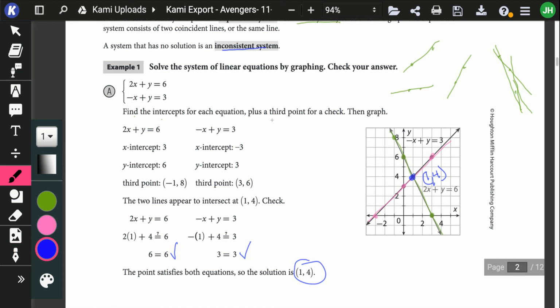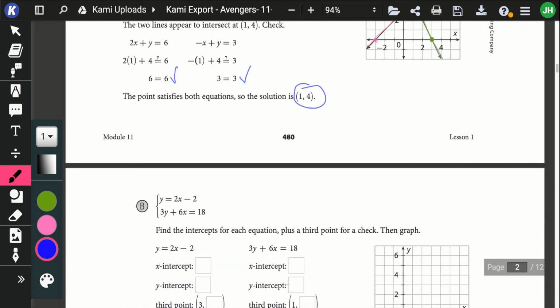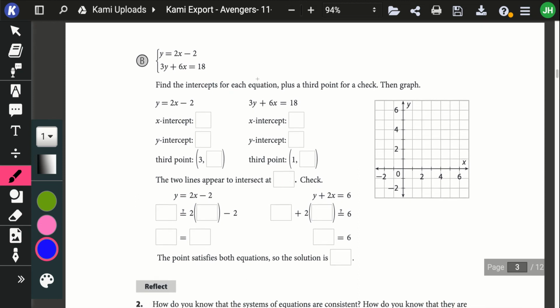Always put a third point. Always check your solution. Okay, let's look at this one. Find the intercepts for each equation plus a third point. So here's our two lines. When y is 0, 2 times 1 minus 2 equals 0. X is 1. When x is 0, y equals -2. When x is 3, 2 times 3 is 6. 6 minus 2 is 4. Let's put these in. 1, 0. 0, -2. 3, 4.